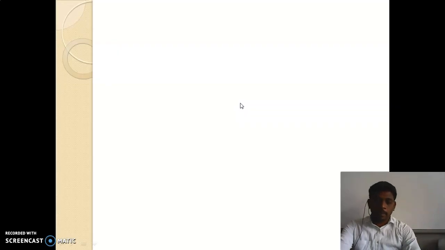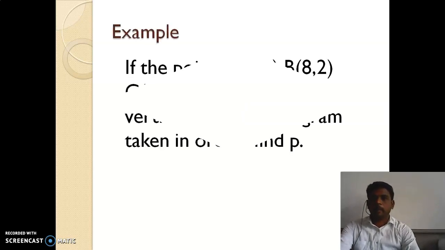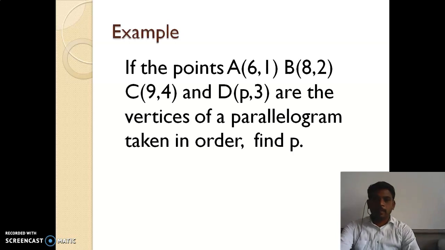I think every one of you understood how to check whether the given 3 points are collinear or not. Let us see the next example. If the points A of (6, 1), B of (8, 2), C of (9, 4) and D of (P, 3) are the vertices of a parallelogram taken in order, find the value of P. Here 4 vertices are given, all of them vertices of a parallelogram, so we are going to find the unknown value P in the D coordinate. Okay, so let us see the solution video now.